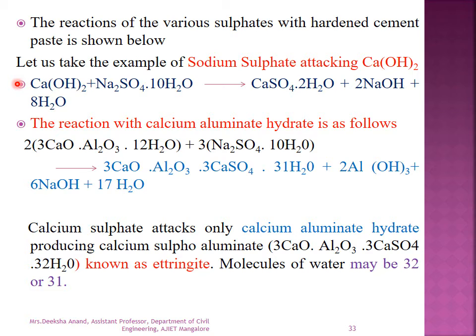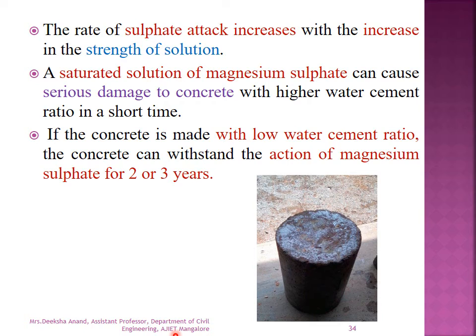The next one is reaction with calcium aluminate hydrate. Calcium sulphate attacks only calcium aluminate hydrate, producing calcium sulphoaluminate, known as ettringite, with molecules of water that may be 32 or 30. Here you can see the cube, with a white powder form on the top surface of the concrete. The rate of sulphate attack increases with the increase in the strength of the solution.